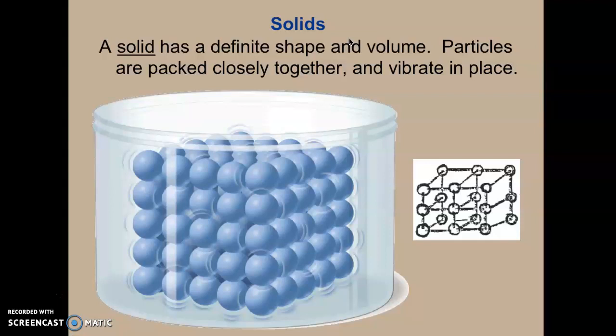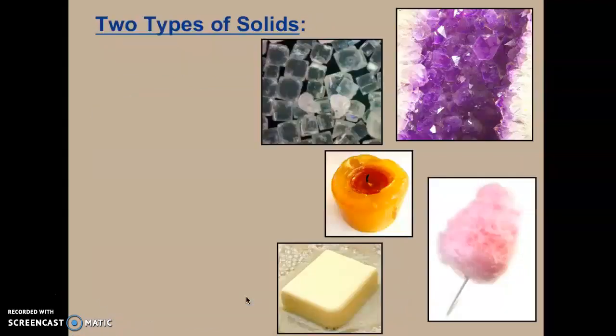So a solid is going to have definite shape and definite volume. So what that means is that it has a specific shape and it also takes up a specific amount of space. So in this picture, we have the molecular structure of a solid. You can see the particles are packed closely together and they vibrate in place. So these little lines indicate that the particles are moving around. They just kind of shake a little bit. They vibrate in place. So they're not completely still.